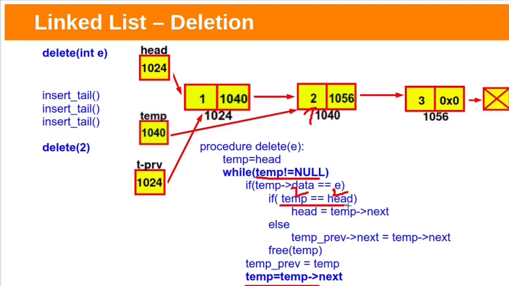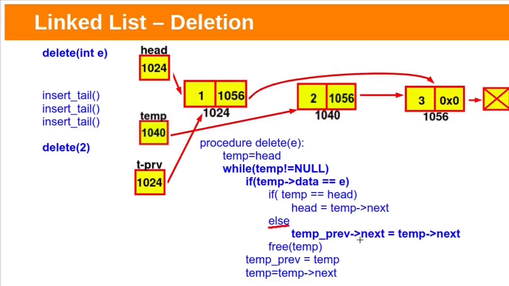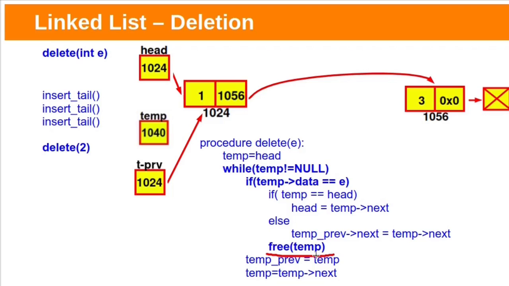Here temp is not at head. Head is pointing to the first node, but temp is pointing to the second node. So this else part will execute. Place this temp next value in the temp previous next field. Now this link will be established. Now we can delete this node. We can do that by using this free function.